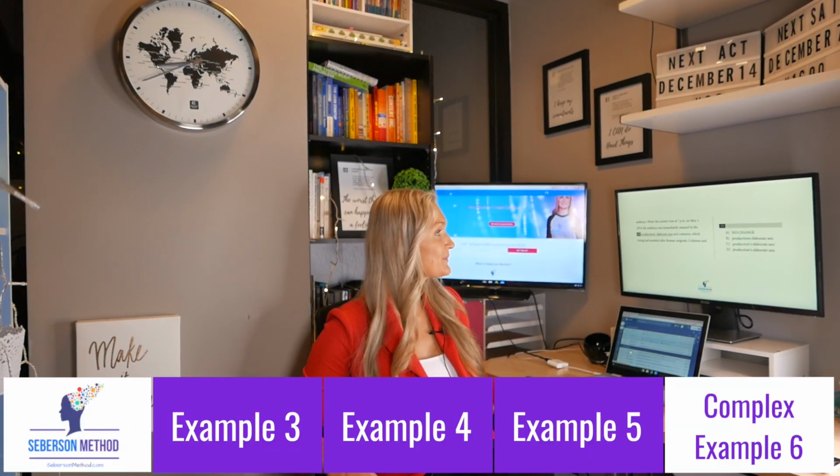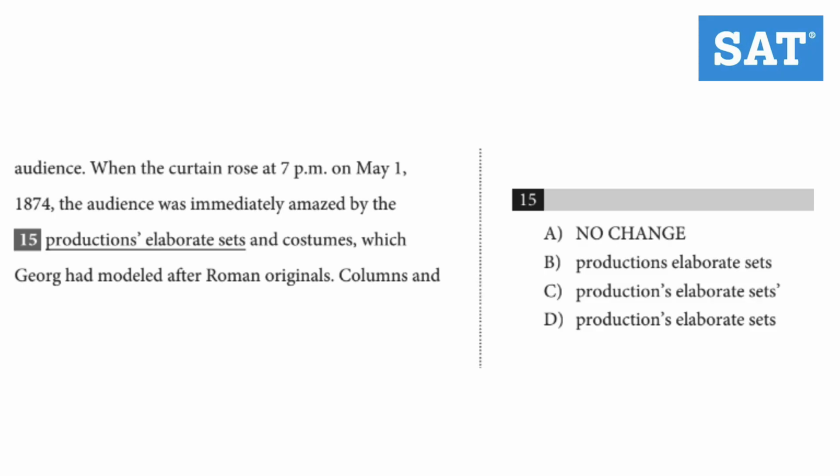One last one. The audience was immediately amazed by the production's elaborate sets and costumes. Interesting. We have to ask ourselves a question. How many productions were there? One production or two productions? It was one production.